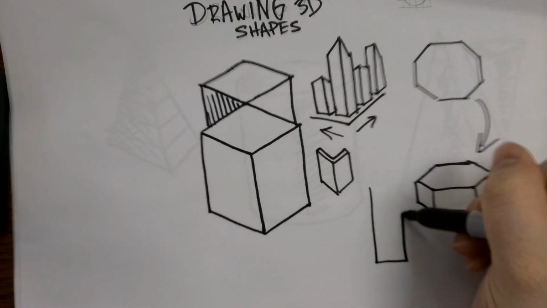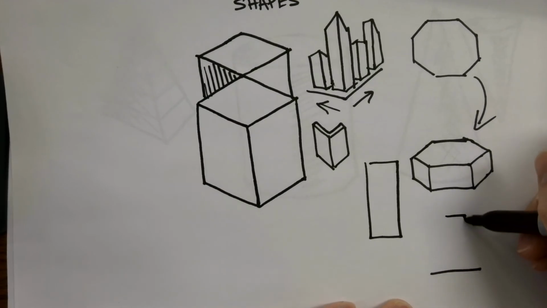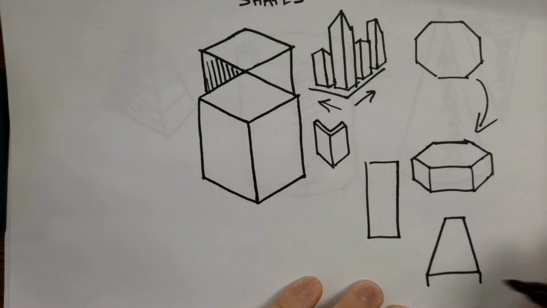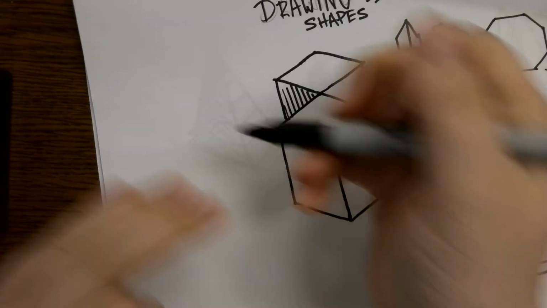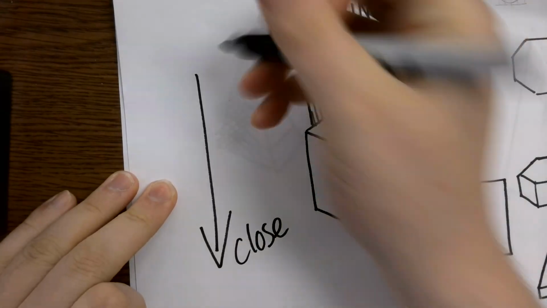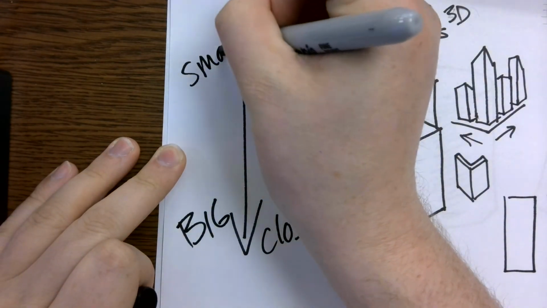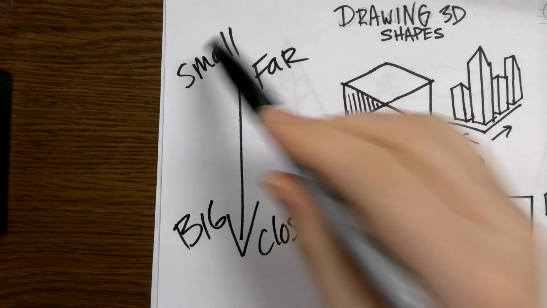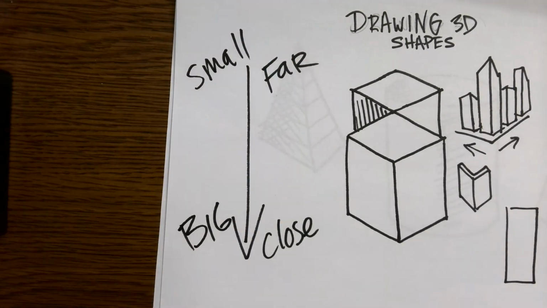So if I had a rectangle and wanted to show it 3D, that rectangle is going to look like a trapezoid because of the angle. Alright, so the rule: close to us, down on the page. As long as you follow this idea, things that are far are small, things that are close are big, and things that are close are down on the page, and things that are far are higher on the page.